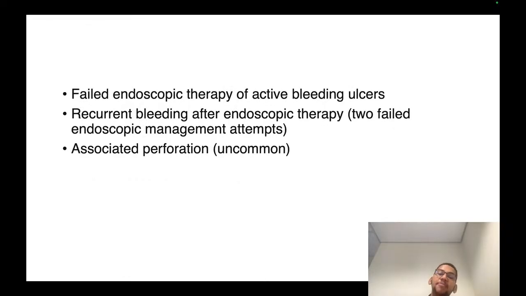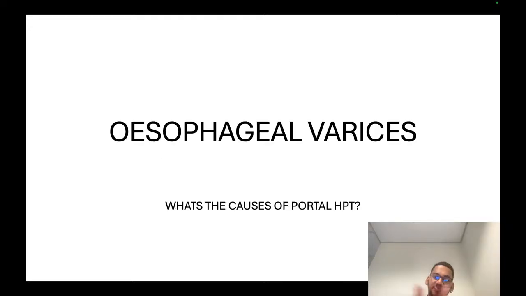What are the indications for surgery? Failed endoscopic therapy of active bleeding ulcers. Recurrent bleeding after endoscopic therapy. Two failed endoscopic management attempts, and associated perforation, which is quite uncommon. And that's it for peptic ulcer disease.